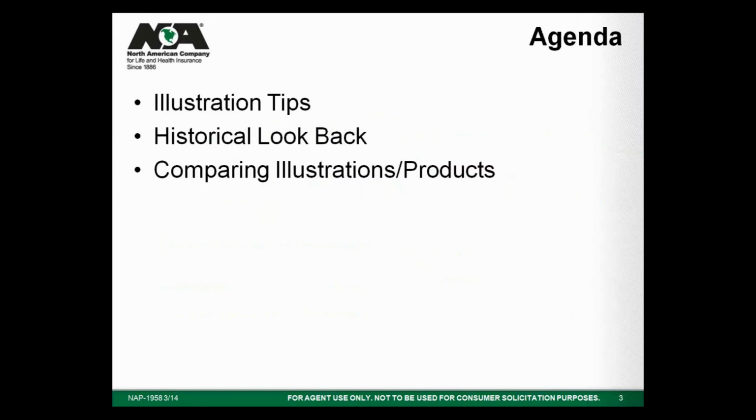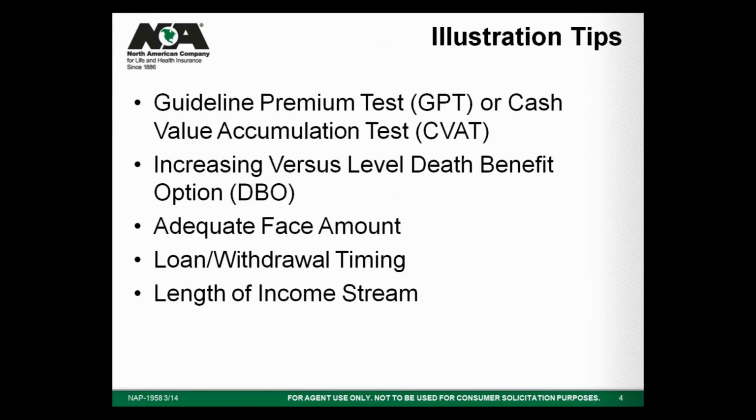So our agenda today is we're going to look at some illustration tips, some historical look backs, and, as Paul mentioned, comparing illustrations and products with other carriers. On some illustration tips, with the North American products, we have two different options. You have your Guideline premium test or your cash value accumulation test, or CVAT. You also can have an increasing versus level death benefit option.